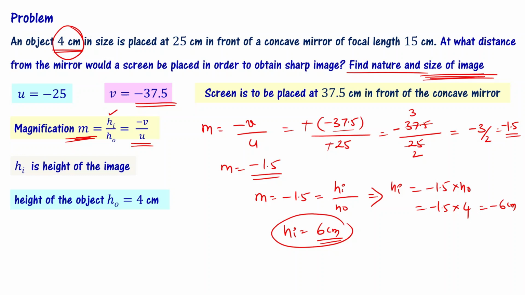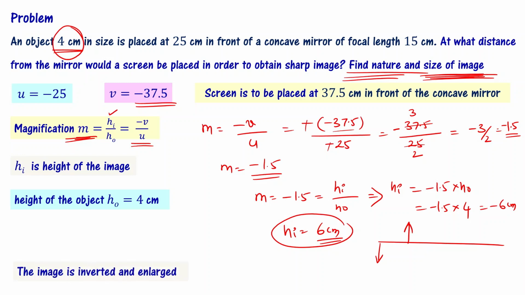And the nature of the image: for example, this is my principal axis, right? On this principal axis the object is placed like this, and when m is negative it means that the image is going to be on the other side, right? The image is going to be on the other side, meaning the image is inverted, and the size of the image is 6 centimeters, meaning it is enlarged. You have to write that the image is inverted and enlarged. Understood? Understood the concept?